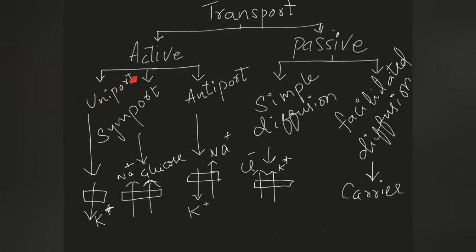Uniport, as the name itself indicates, is the transportation of a single component, either an ion or a molecule. A single molecule has to be transported through this transport mechanism. This kind of protein which helps in transportation of a single ion is called a uniport mechanism or uniport active transport.